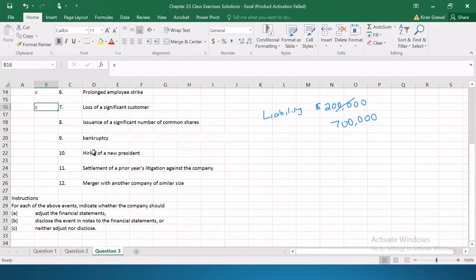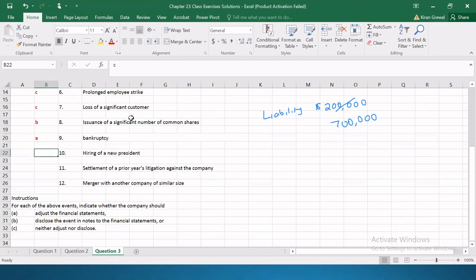Issuance of a significant number of shares, common shares. So after year-end, you issued a significant number of common shares. That would need to be disclosed. So that does affect the common share amount a few days or a few weeks after year end. So we would disclose that. A bankruptcy, so if your company is going bankrupt soon after year end, you would definitely have to do some adjustments there. Okay, so then you would have to adjust your amounts.